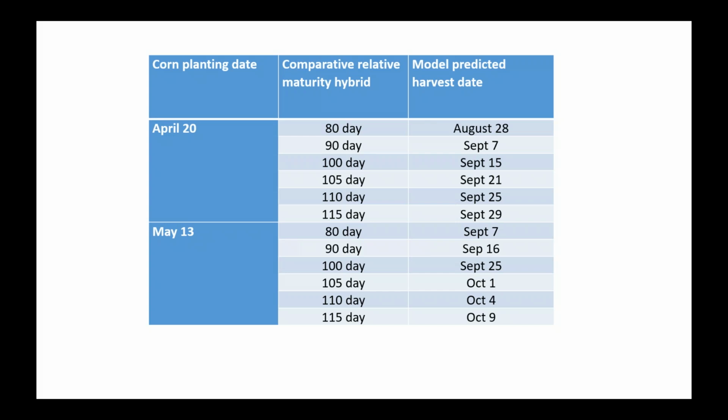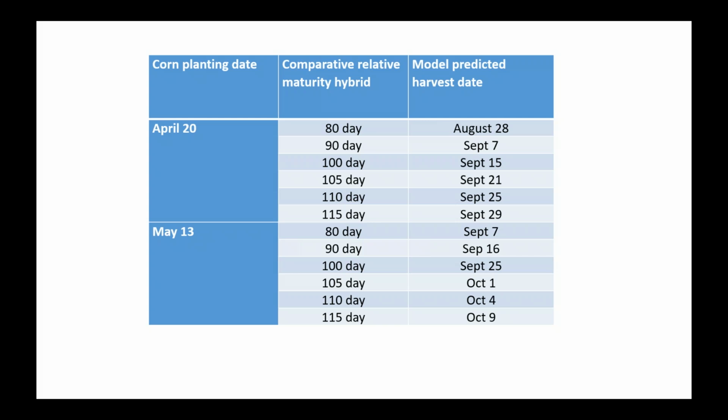So how do those yields, one piece of it, right? How do they relate to harvest dates? So this is a summary table of the planting dates that we considered and the different comparative relative maturity hybrids, and when the model predicted the corn was ready to be harvested. So that is when the crop reaches, according to the simulation, 15.5% moisture content, right?